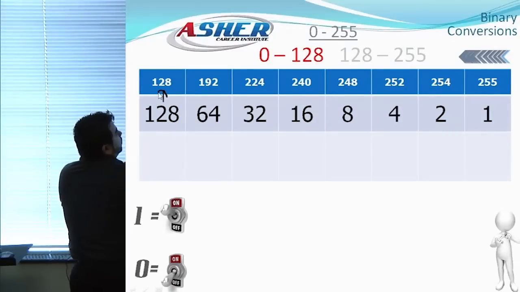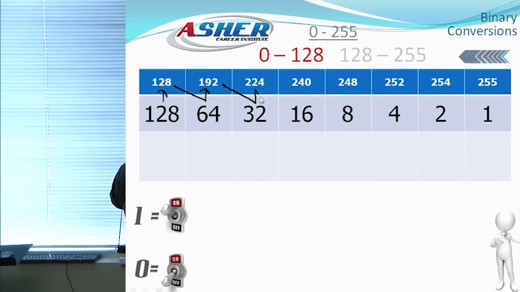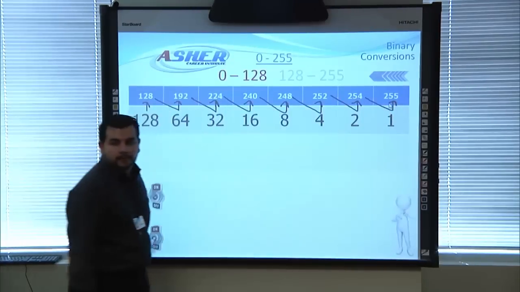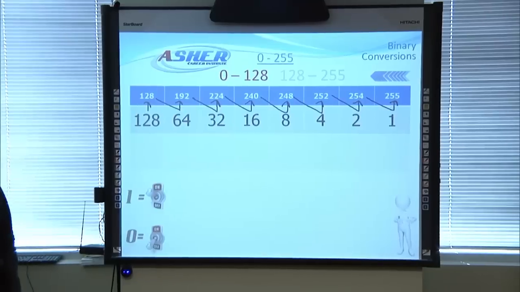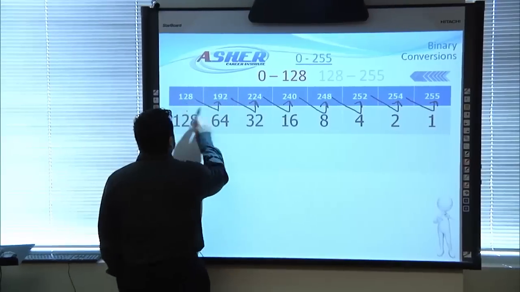I took 128 up. I added 128 plus 64. That gave me 192. I added 192 plus 32. Gave me 224. 224 plus 16 gave me 240. 240 plus 8 gave me 248. 248 plus 4 gave me 252. Plus 2 gave me 254. Plus 1 gave me 255. Okay? So do we see how to make that chart? It's very, very simple.